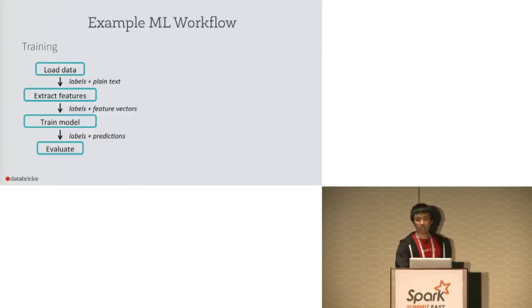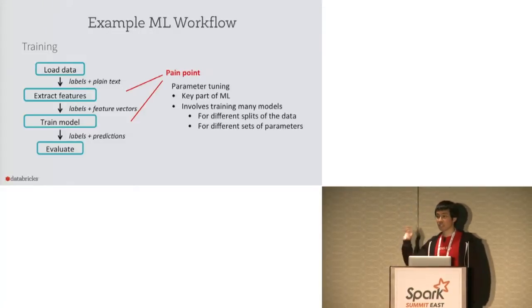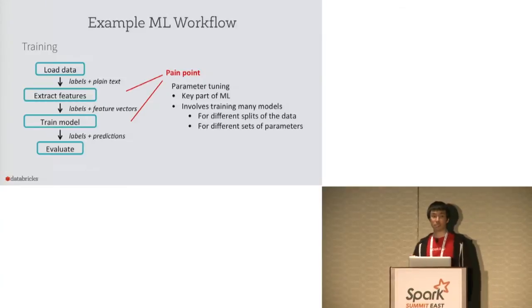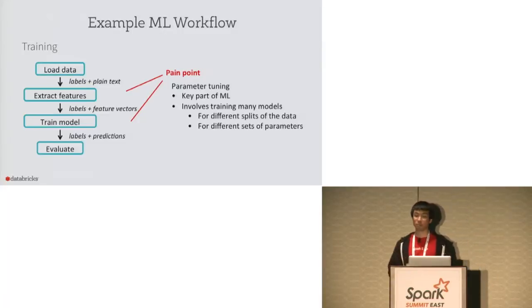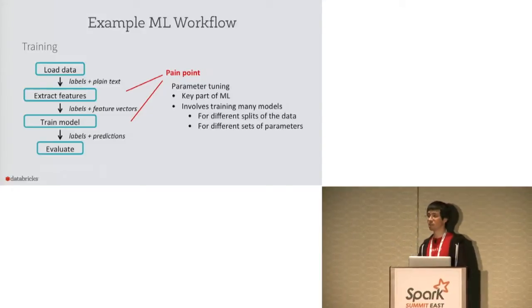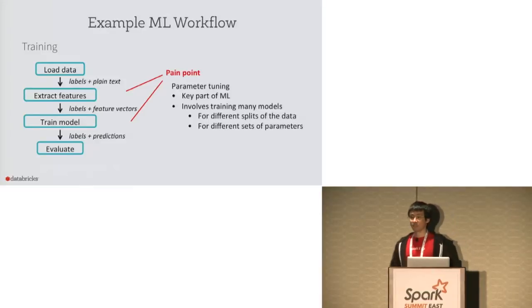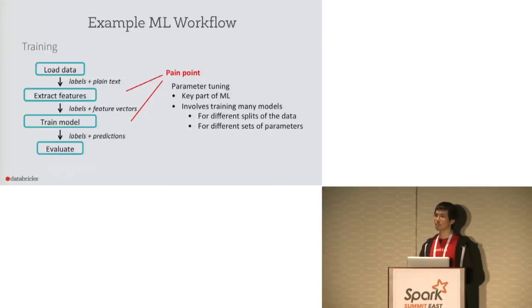The final pain point I'll mention is each of these components can have parameters that you may want to tweak. When you extract features, you may need to know the number of features in that feature vector. Your model may have regularization or a number of iterations to run. And this is a key part of ML, tweaking those parameters based on your data in order to improve your final results. But what this involves is training many models for different splits of the data, for different sets of parameters, averaging results together, choosing the best set of parameters, and so on.